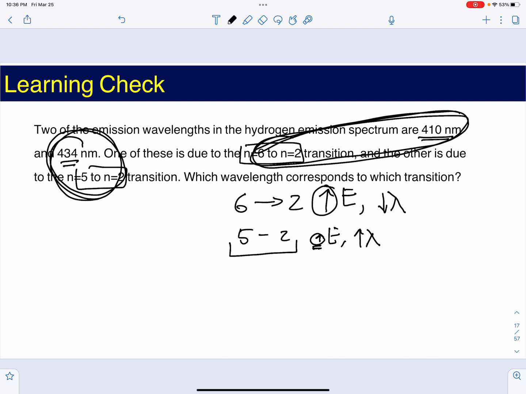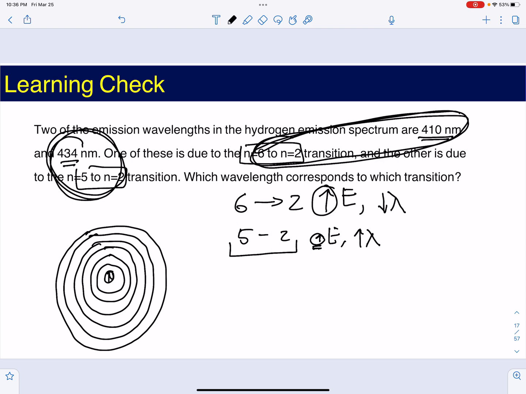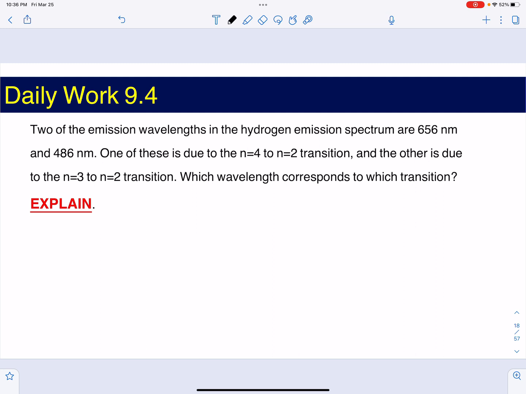And if we want to represent it with the Bohr's model, you will have your nucleus with level 1, level 2, level 3, level 4, level 5, and level 6. One of them is going to go from 6 to 2, and the other one is going to go from 5 to 2. So this is the biggest one, the bigger energy. So with that information, you should be able to do daily work 9.4.